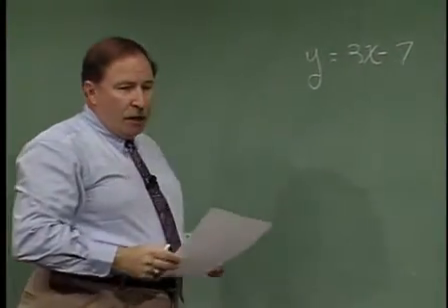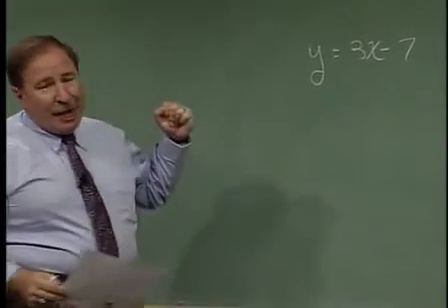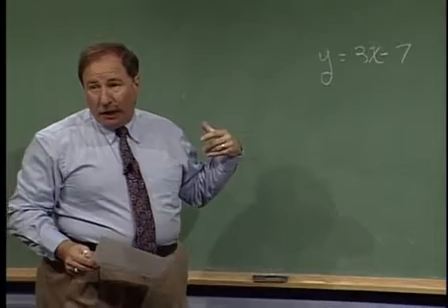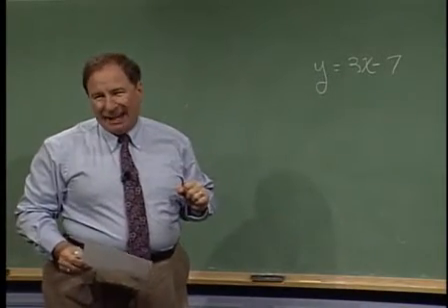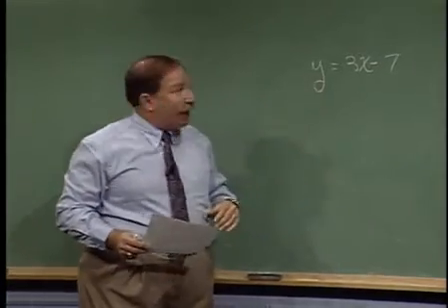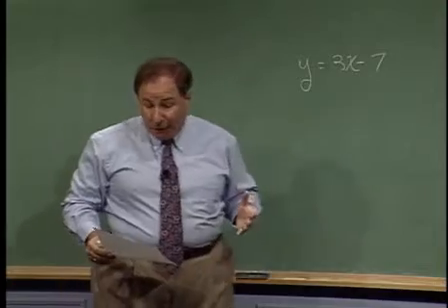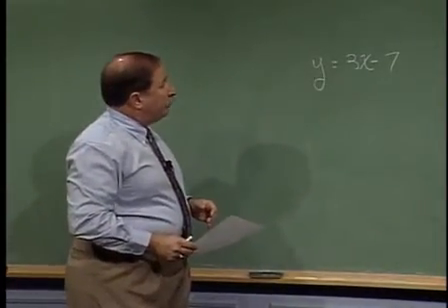Okay? And I want to find the inverse. In other words, this says, give me an x, triple it, subtract 7, and that's the y. I want to give you a y, and I want you to find the x. Now, sometimes this may be written as f of x equals 3x minus 7. Should that make a difference? Probably not. All right, let's see what we do here.